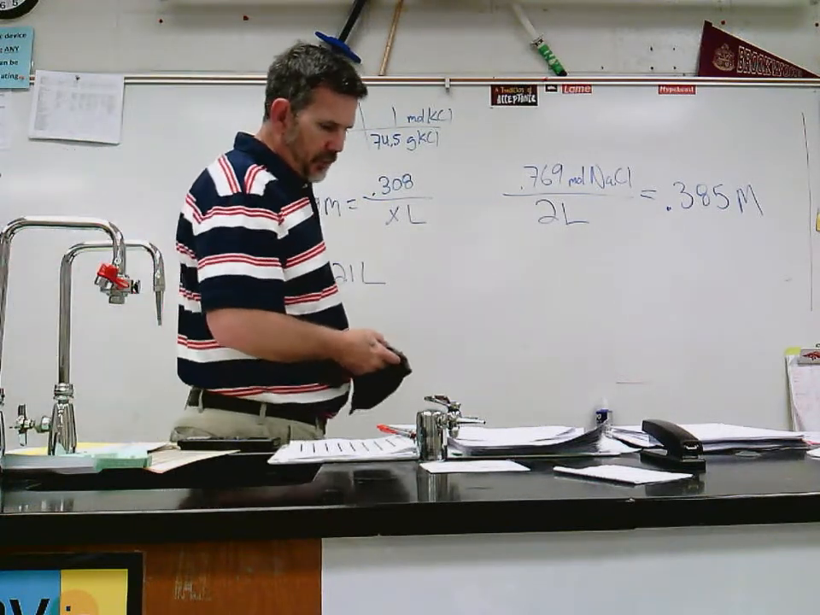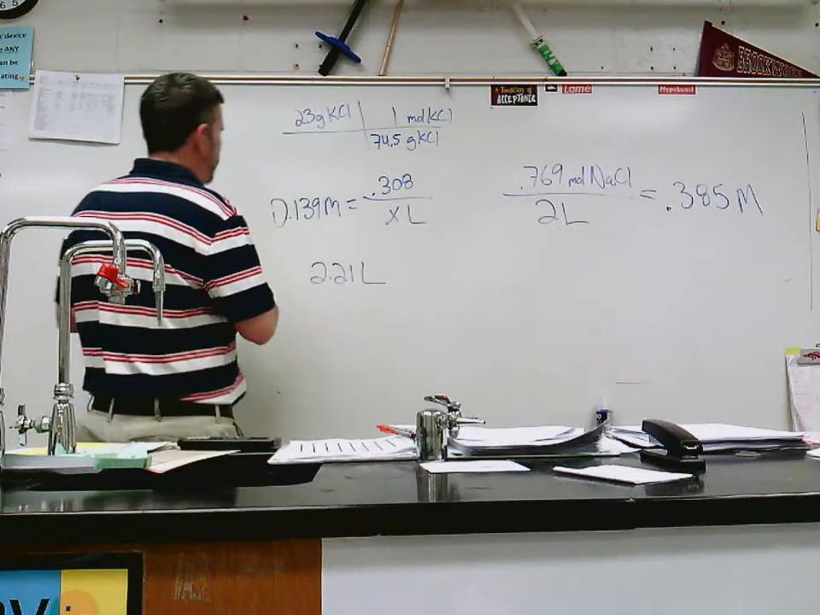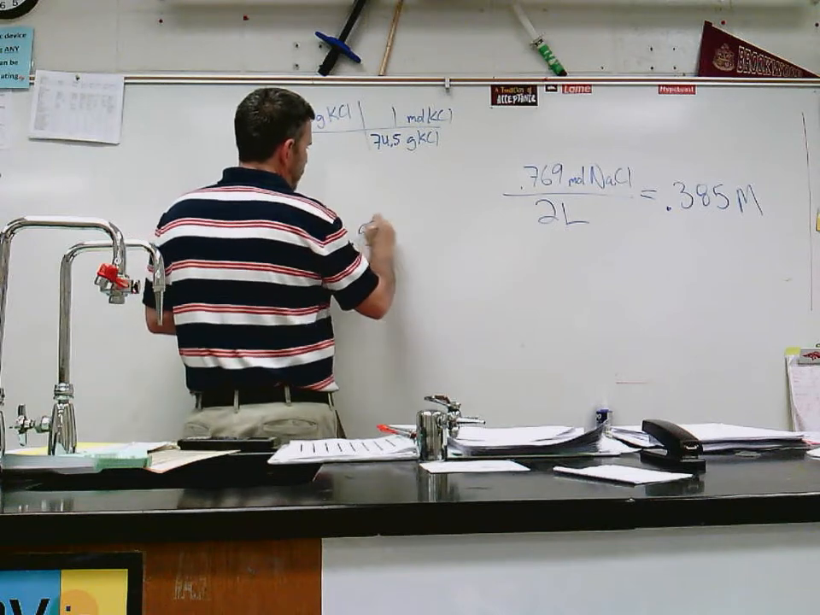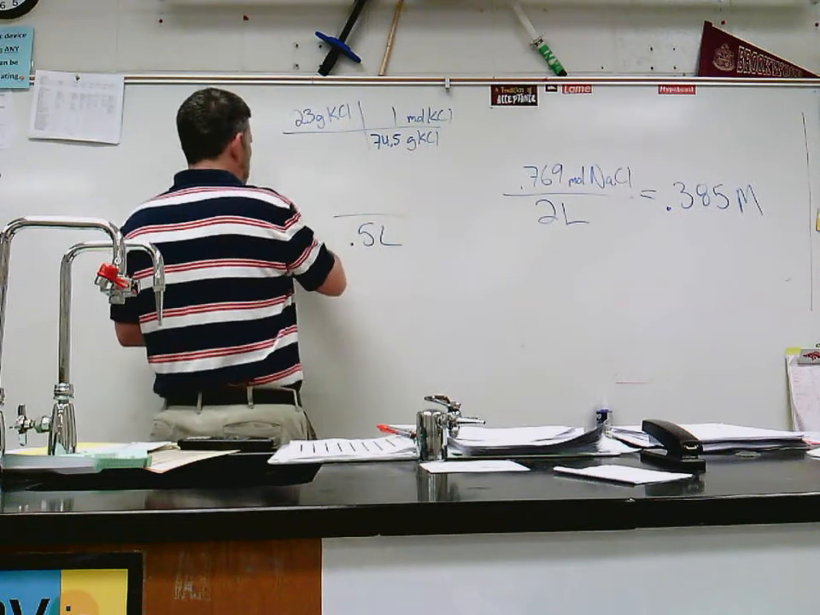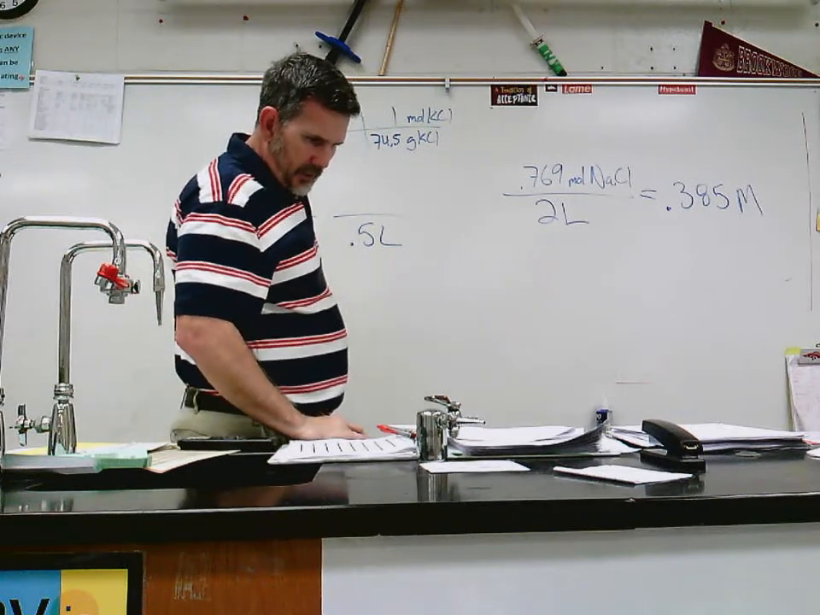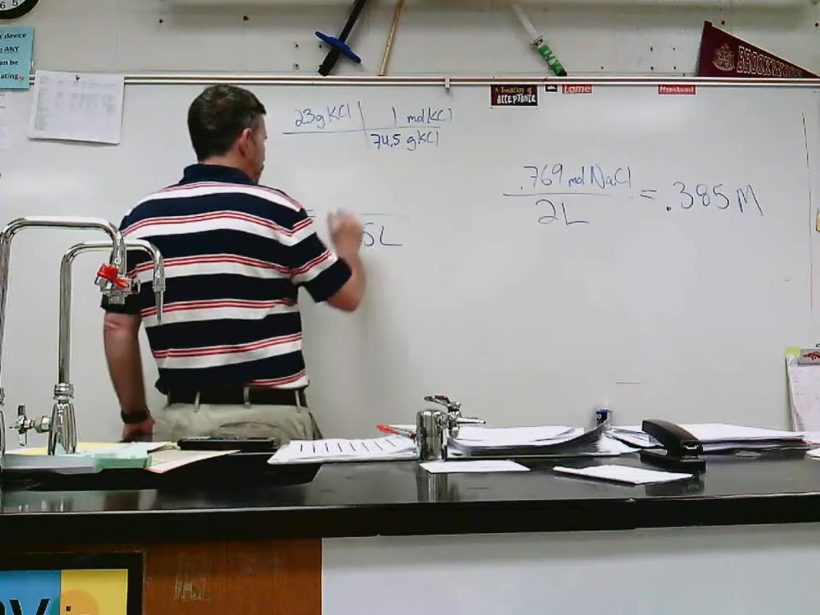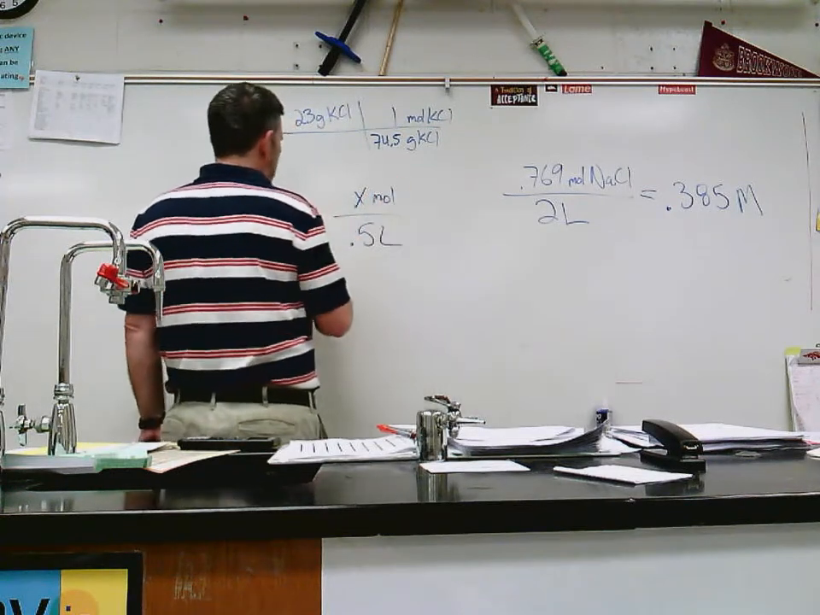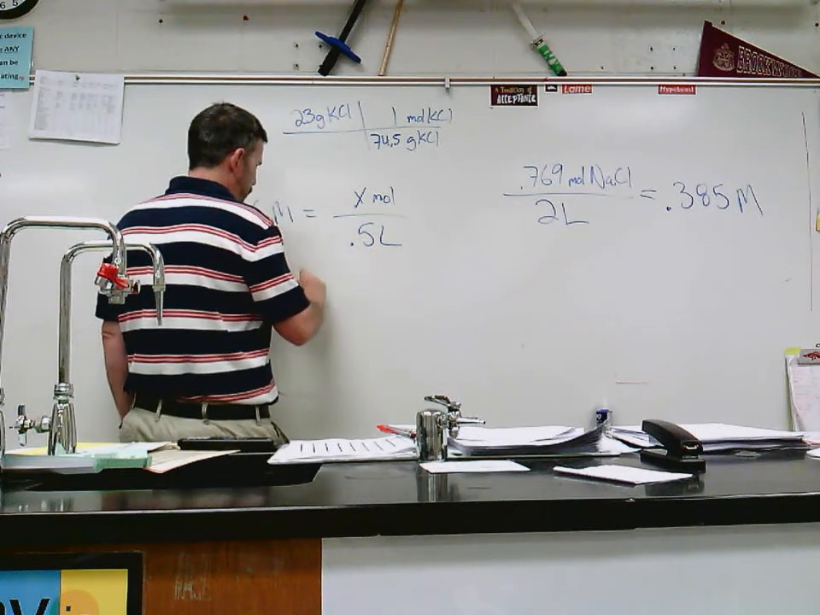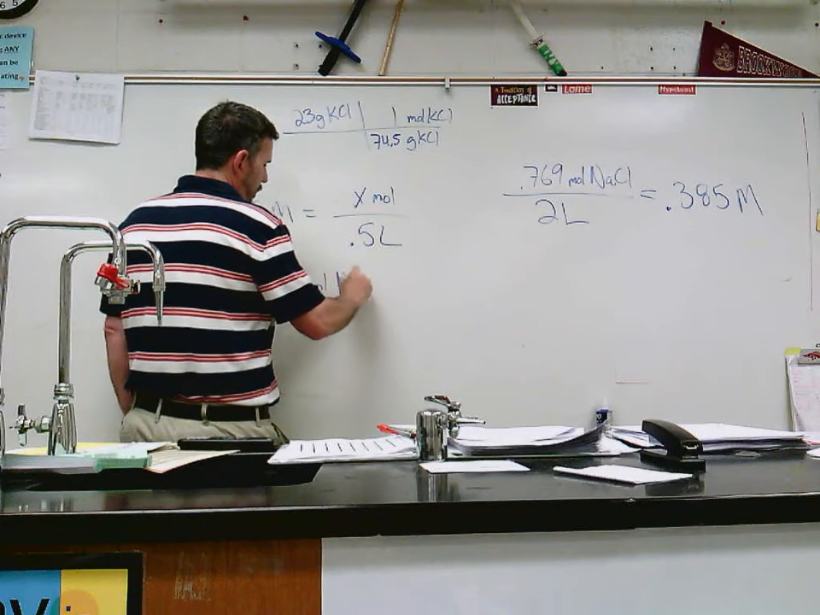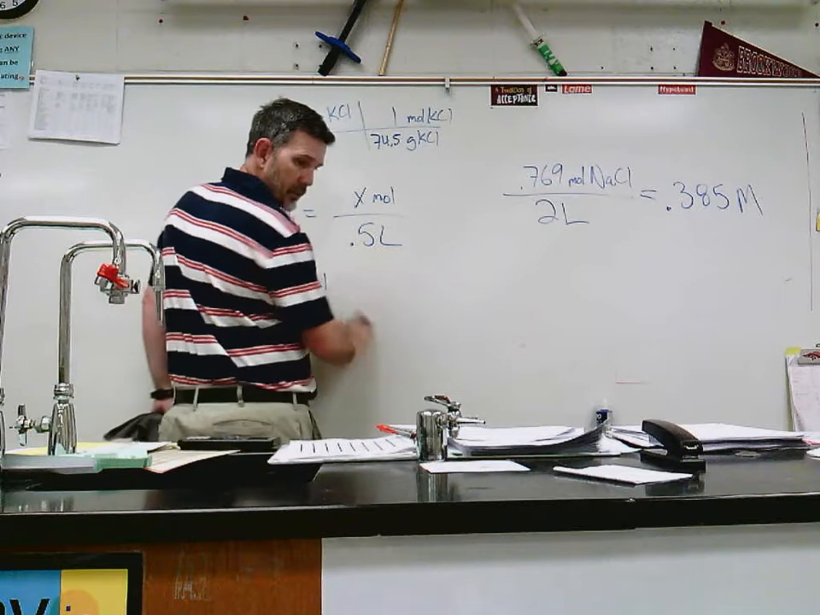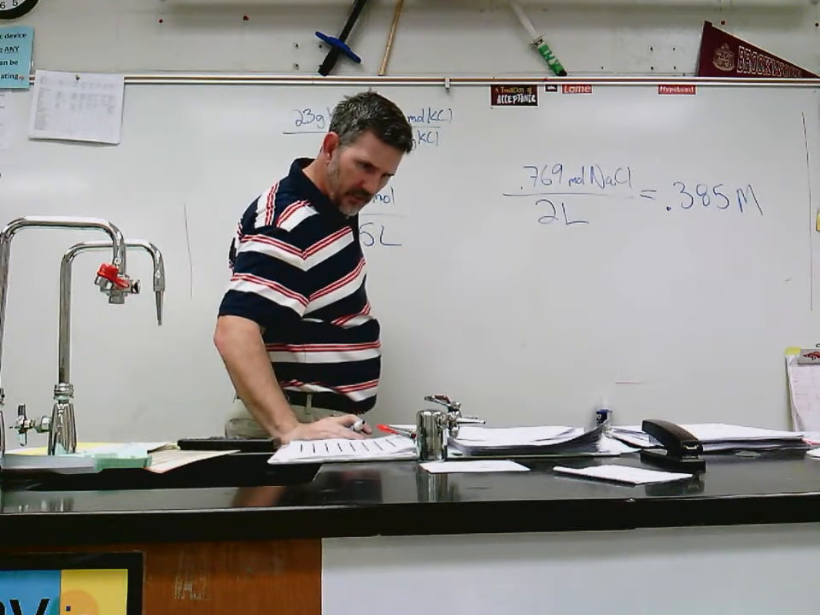Preparing a solution. How would you prepare a 0.5 liter 6 molar solution of NaCl? X moles of NaCl. Well, I can see here that 6 times 0.5 would be 3, so I'd need 3 moles of NaCl. Did it say KCl, sorry. Is that right? What am I looking at? No, NaCl.